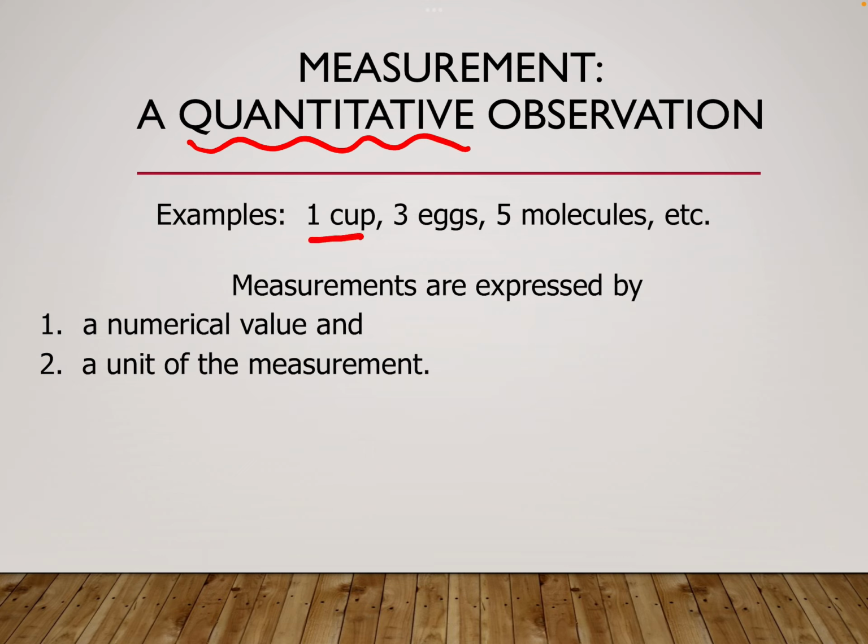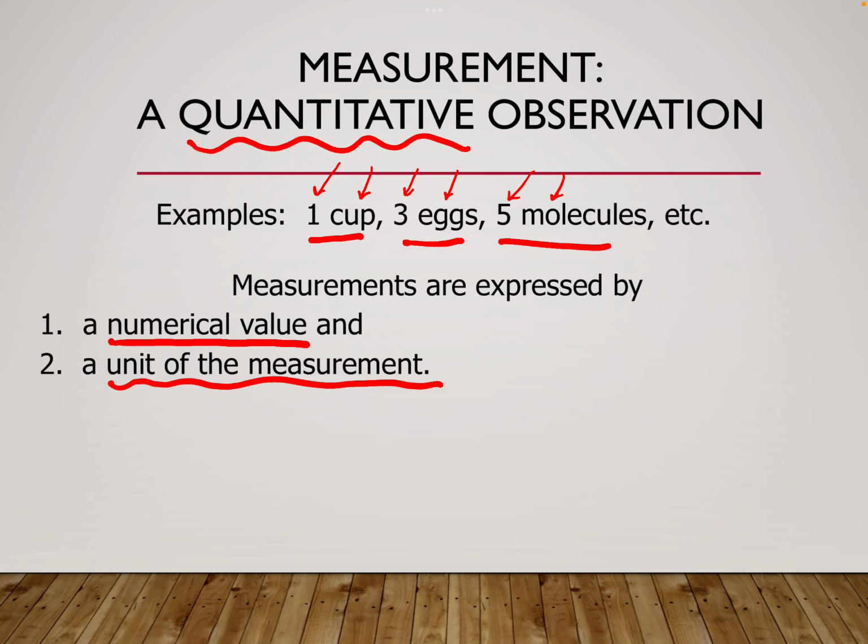So like 1 cup or 3 eggs or 5 molecules, things like that. When you make a measurement of any kind, you always need to have a numerical value, so some kind of number, and also the unit of the measurement. That's really important. So like here, we have our number and our unit, our number and our unit, and our number and our unit, right? Over and over and over again. In chemistry, you must always put a number and a unit.